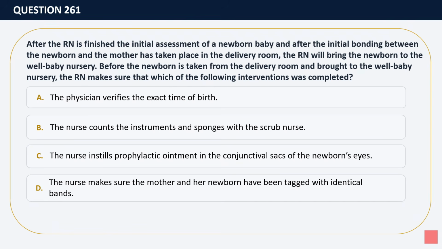A. The physician verifies the exact time of birth. B. The nurse counts the instruments and sponges with the scrub nurse. C. The nurse instills prophylactic ointment in the conjunctival sacs of the newborn's eyes. D. The nurse makes sure the mother and her newborn have been tagged with identical bands.